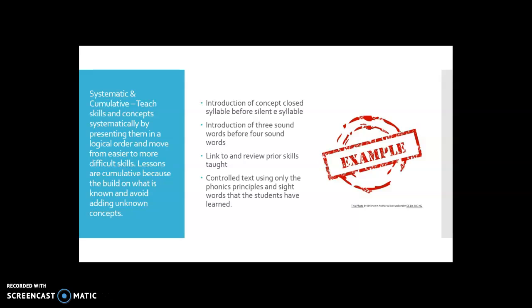We can also compare those other types of syllables to the closed syllable. We compare and contrast the look of it and the sound of the vowel in those syllables. We introduce 3 sound words before 4 sound words, so we move from easier to more difficult skills. In our lessons, we want to link to and review prior skills taught. We want to avoid using unknown concepts, especially with our younger readers.